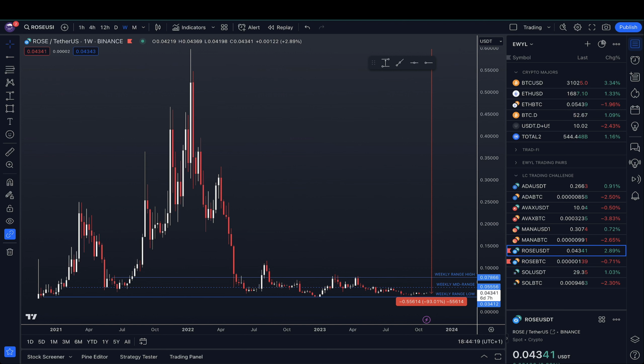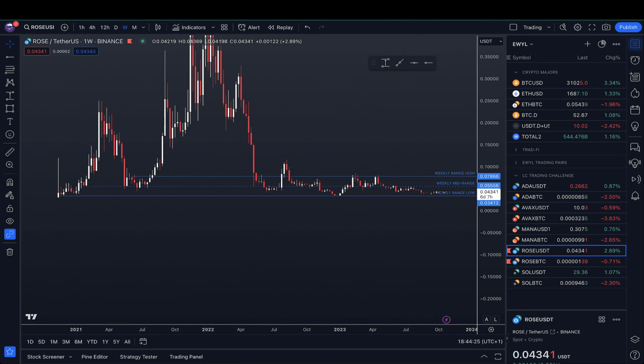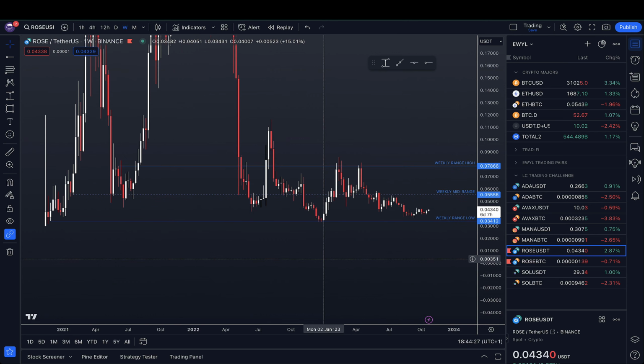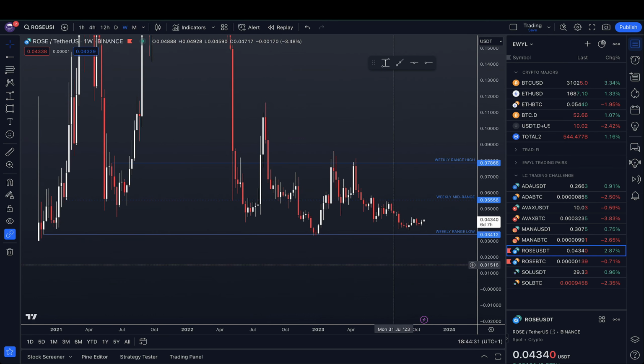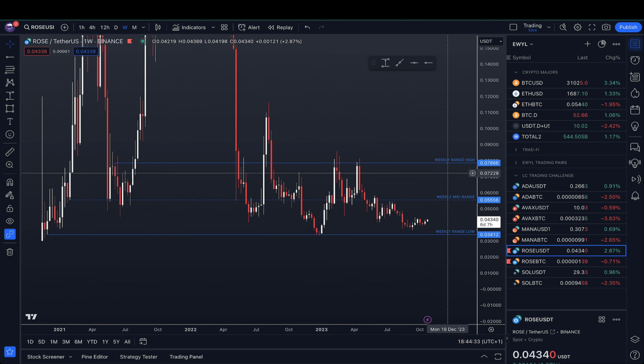But anyway, let's get into the charts. Let's get rid of this big scary 93% down arrow and zoom in to the chart a little bit. What you can see on the Rose USDT pair is we've got a very nice clean range on the weekly time frame. Range high coming in at about 7.8 cents, range low coming in at 3.4 cents, and that mid range coming in at about 5.5 cents. And as you can see, we are very, very close to that weekly range low.